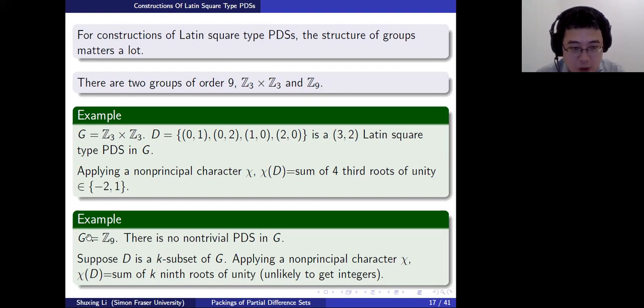Because the exponent of G is 9, now we have to add up 9th roots of unity. And in contrast to third roots of unity before, it is more unlikely to add up 9th roots of unity and get integers. That's why in cyclic 9, we can't have non-trivial PDS. So those two examples are showing us in a group with low exponent, it's easier to construct PDS, whereas in a group of high exponent, the construction becomes increasingly difficult. And in some extremal case, there's simply no PDS in a high exponent group.